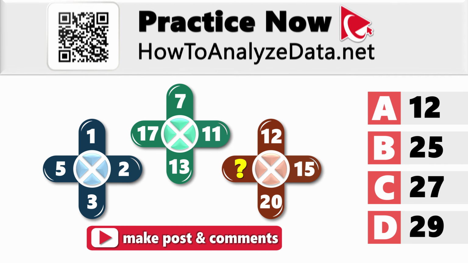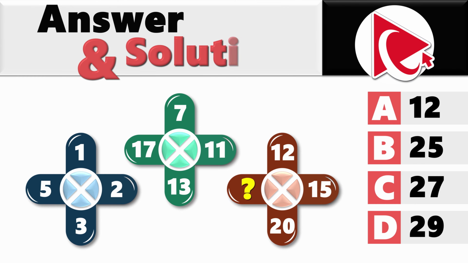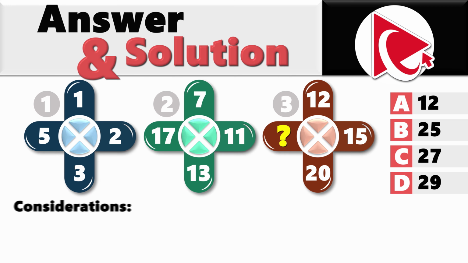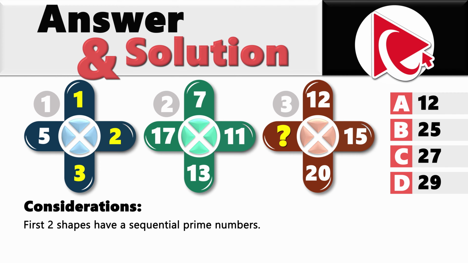To solve it, let's look at the numbers to better understand if we can determine the pattern. To give each shape a reference, let's give them IDs 1, 2, and 3. The first thing that comes to mind when looking at the numbers in those shapes is that we're dealing with prime numbers. In fact, the first 2 shapes have sequential prime numbers 1, 2, 3, and 5, and then it continues 7, 11, 13, and 17.